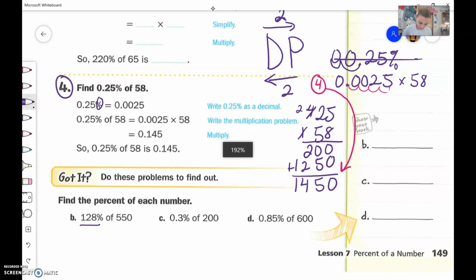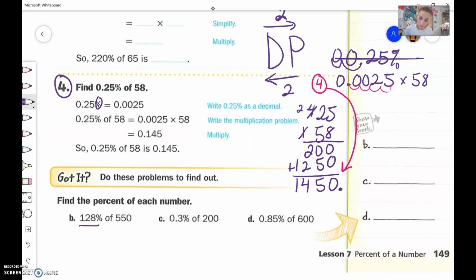Oh, well. Okay, so here, my decimal point is at the end, and I have to bring it back in 4 places because I moved it out 4. 1, 2, 3, 4. So my answer is 0.1450, or just 0.145, because that 0 at the end does not really matter.